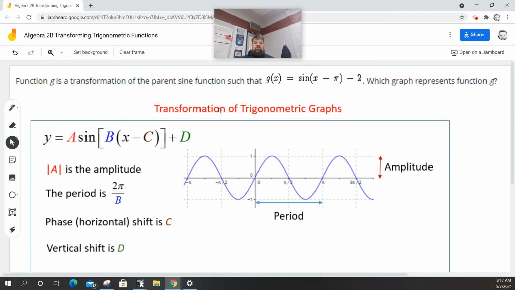So when I look at g of x, I see that c is equal to positive pi, even though we have the negative there, but the formula says negative, so I'm focusing on c. And that's the horizontal shift. So that means we're going to go to the right pi units. Which is interesting when you think about it. And then d is equal to -2. That means we're going to go down 2 units.